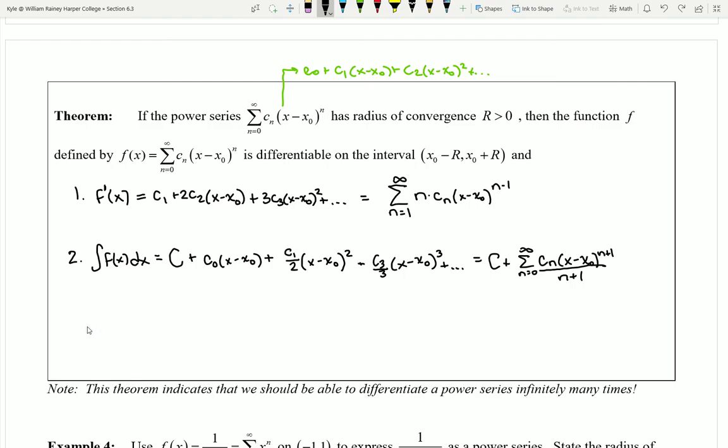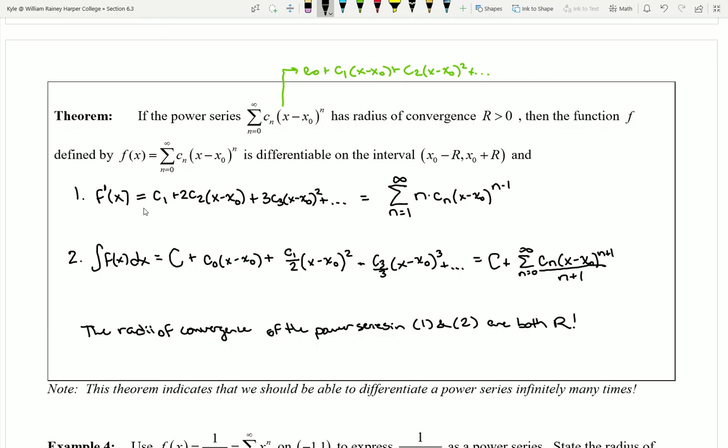Well, there's an important note for that. We write it like this. We say here that the radii of convergence of the power series in 1 and 2 are both R. So that means that the radius of convergence for the original function and power series remains unchanged when I take derivatives and antiderivatives.